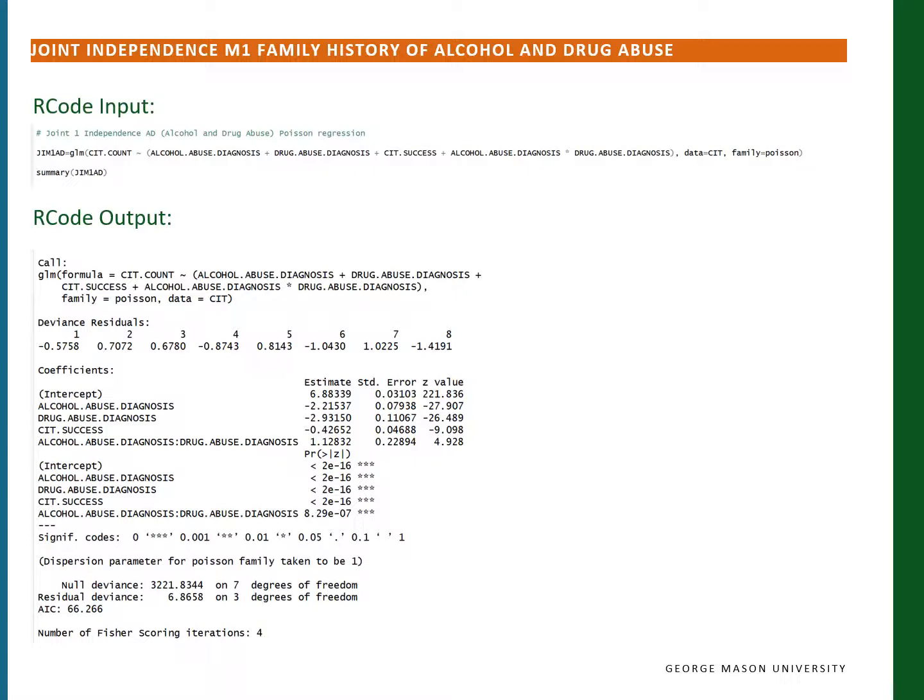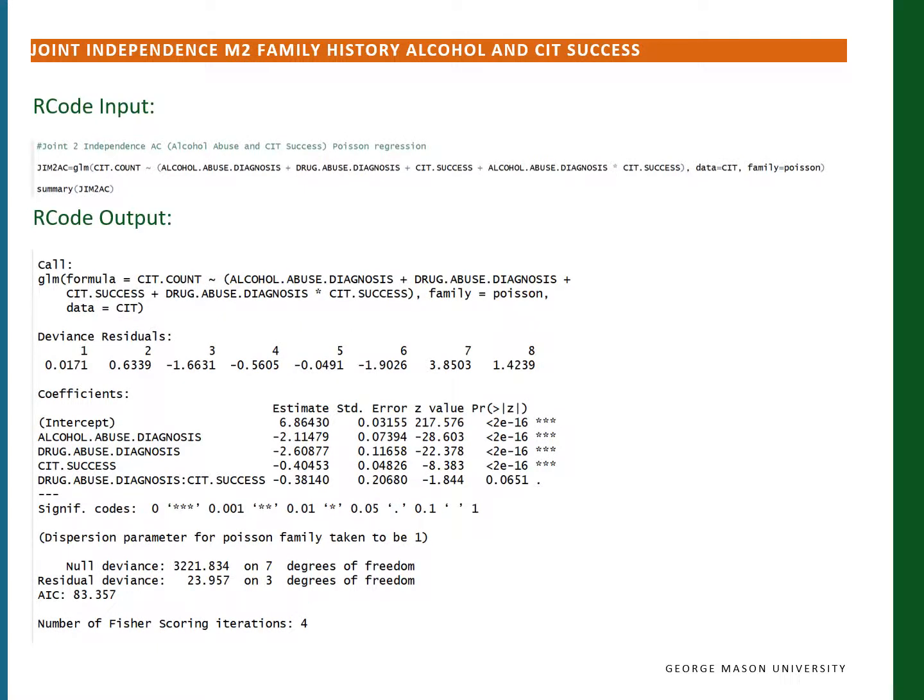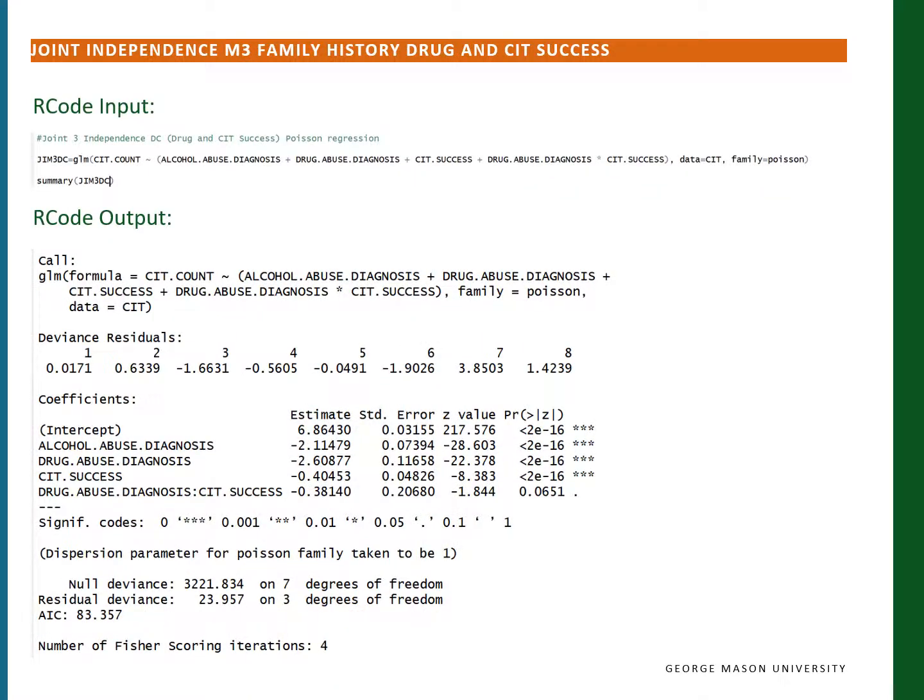Here is the regression for joint independence, Model 1, family history of alcohol and drug abuse. R code input, seen above, R code output, seen below. As you can see, this is joint independence, Model 2, family history, alcohol, and CIT success. R code input, seen above, R code output, seen below. Next, we will look at Model 3, family history, drug, and CIT success. R code input seen above, R code output seen below.